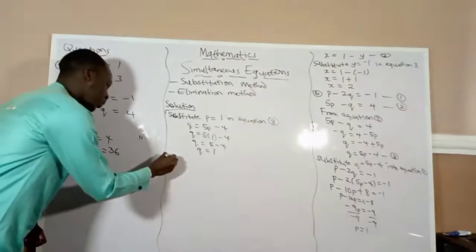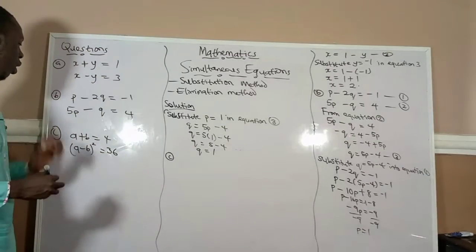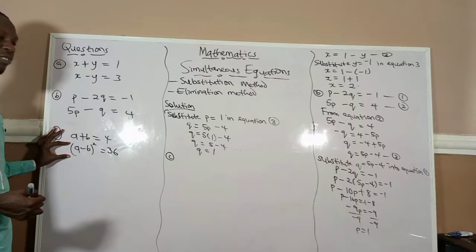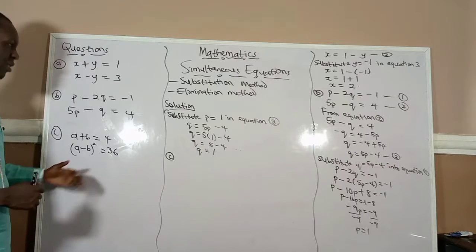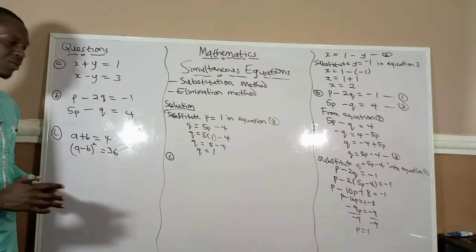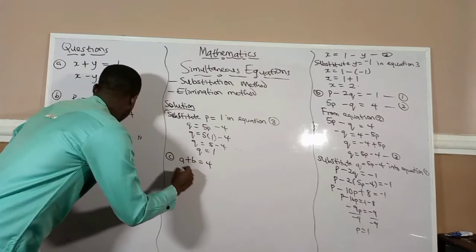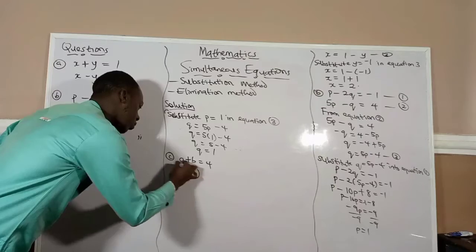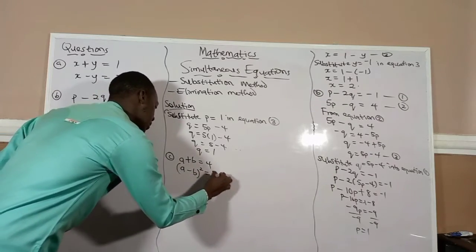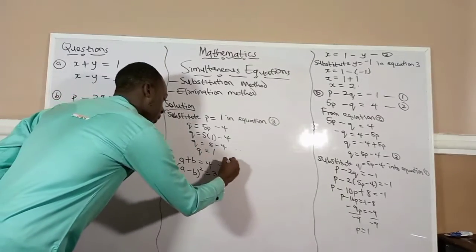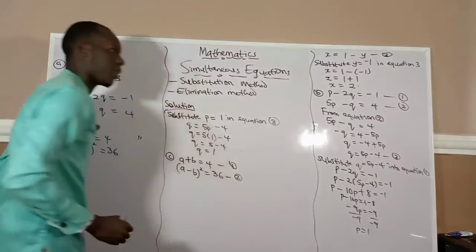So moving on to the third one. This is a combination of a linear equation and a quadratic equation. We're still going to use substitution method, and it's just very simple. So let's go. a plus b is equals to 4. Then a minus b all squared is equals to 36. This is equation 1 and this is equation 2.